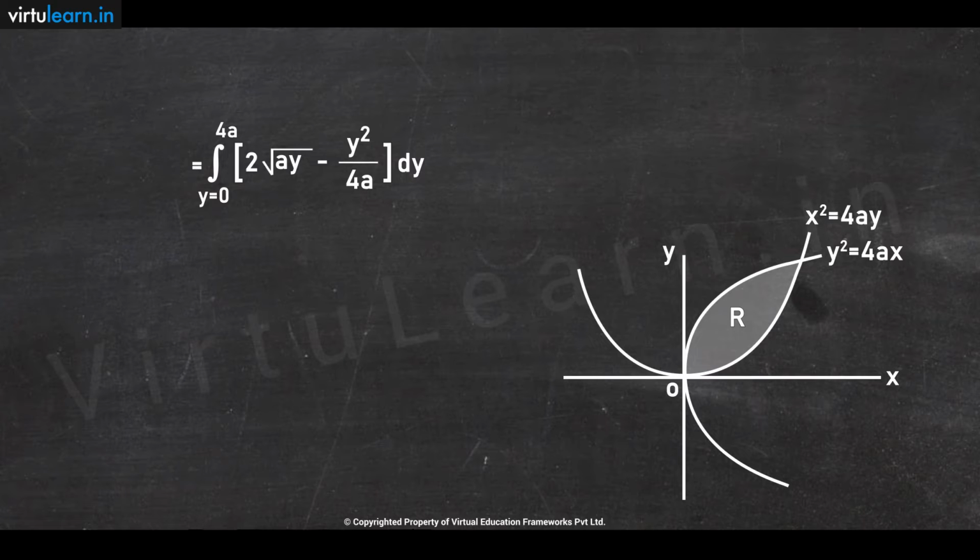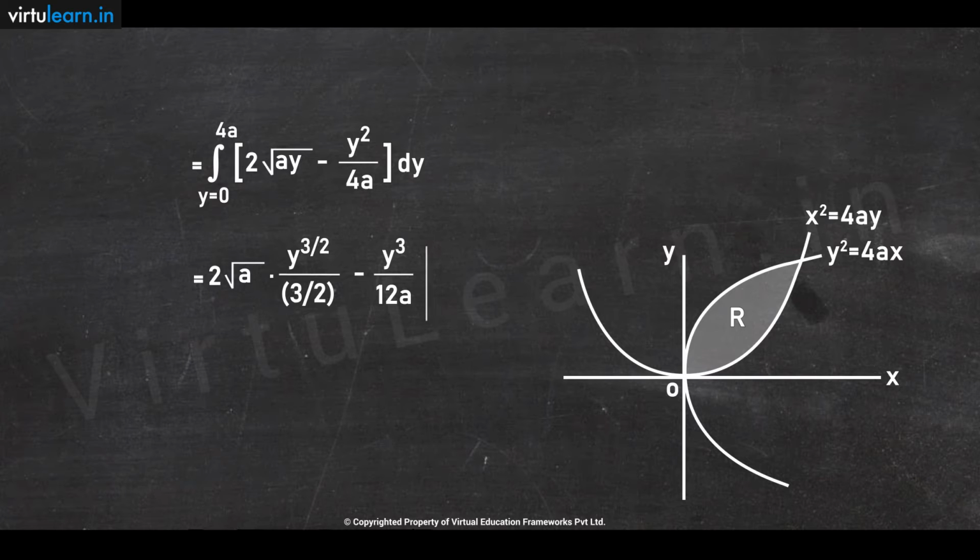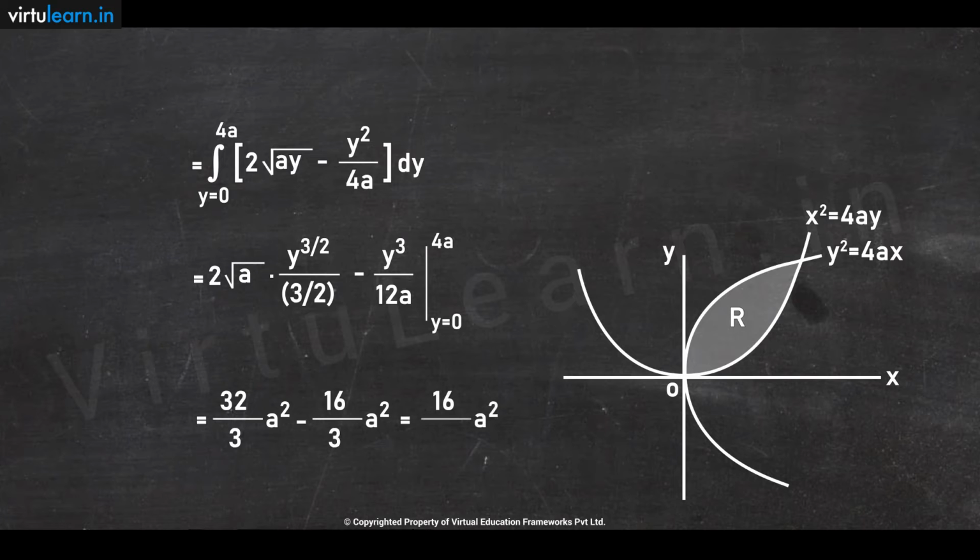Here, root y means y to the power half. On integration, it becomes y to the power 3 by 2 divided by 3 by 2. So, on integration, you get 2 root a into y to the power 3 by 2 divided by 3 by 2, minus the other term, y square. On integration, it becomes y cube by 3, so we get y cube by 12a. Already 4a is there; multiplying with another 3, you get 12a. To be evaluated at y is equal to 0 and 4a. So, substituting the limit, you get 32 a square by 3 minus 16 a square by 3, or it becomes 16 a square by 3.